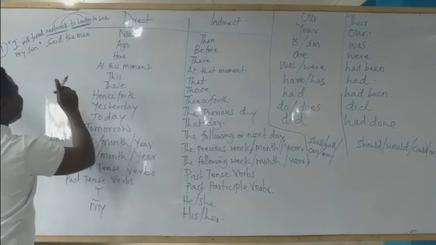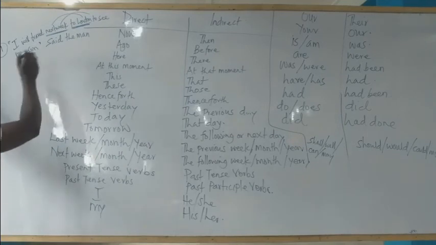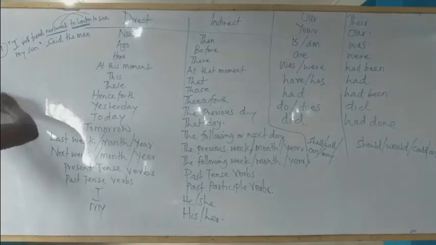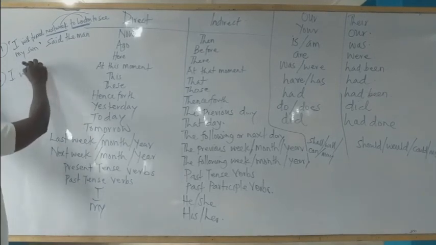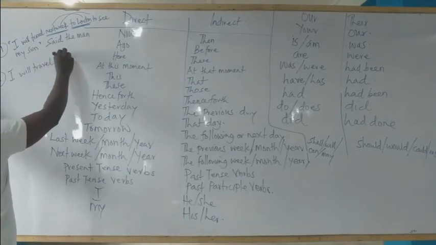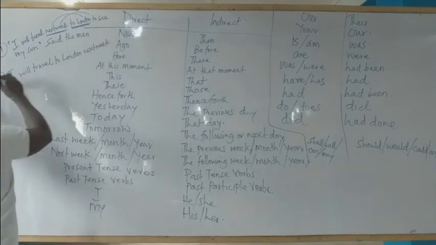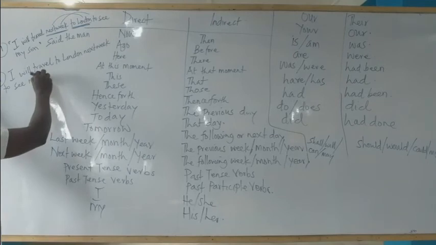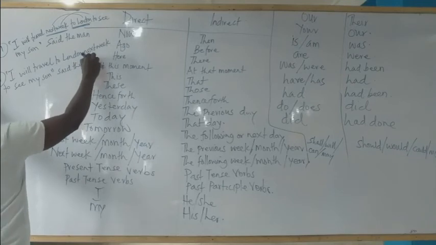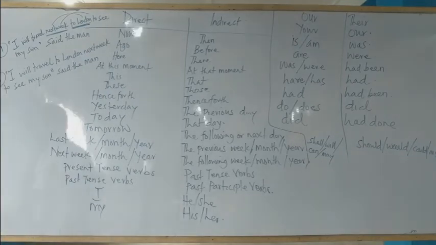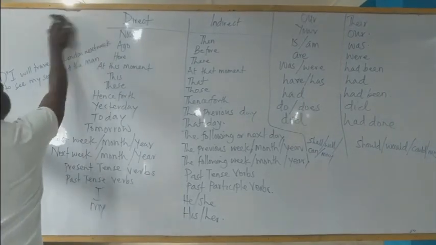So let's rewrite the sentence. I deliberately put this for you so that you can note this. And then when you're writing, you change it. So let's have the correct one now. Example 1 now for the class. I will travel to London next week to see my son, said the man.